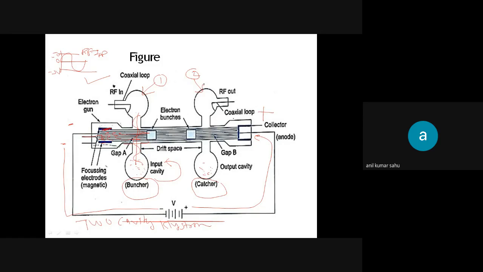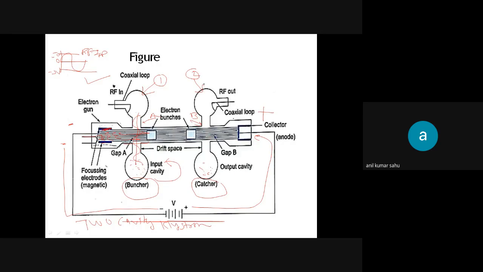Because of this interaction, in the buncher cavity there is a velocity modulation. The velocity of the emitted electron is going to be either accelerated or decelerated based on the polarity of your RF input. Then the bunch is formed, and this gap you can treat as gap A, and this gap you can treat as gap B.